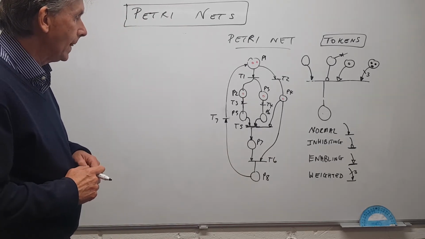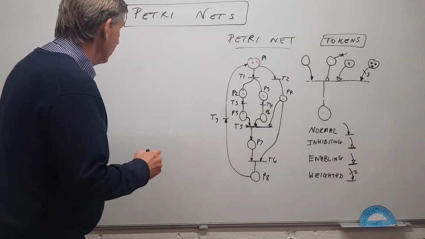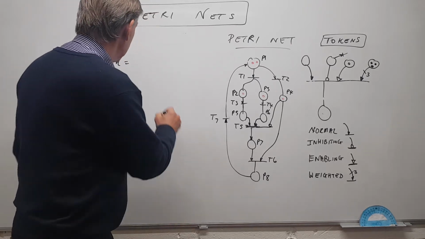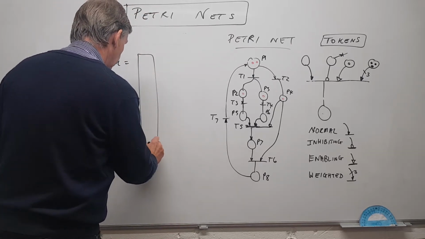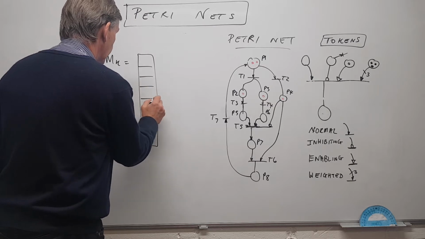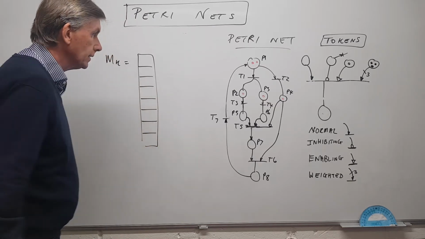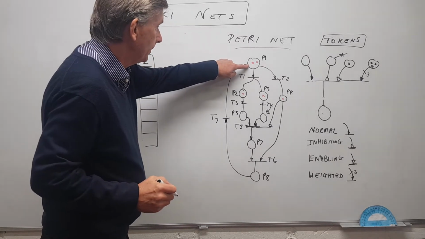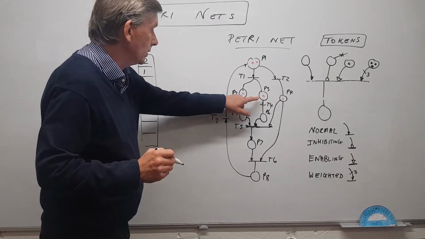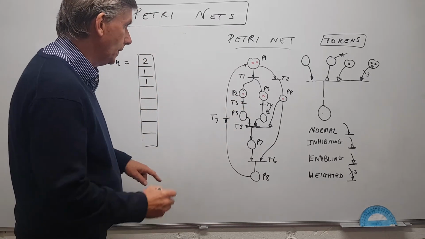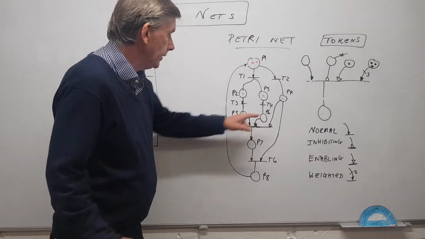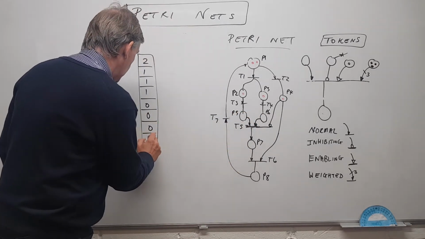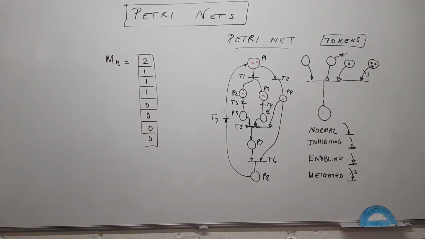And what we can do now is represent the current marking of it. So the marking, M_k, and there's 8 places, so there's a box with 8 in, going 1, 2, 3, 4, 5, 6, 7, 8. And then we can put the tokens in here. So I've got 2 in place 1, 1 in place 2, 1 in place 3, 1 in place 4, none in place 5 and 6, none in place 7, and none in place 8. So that could be my current marking.